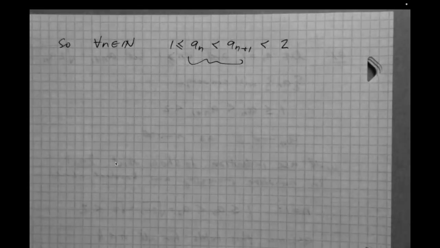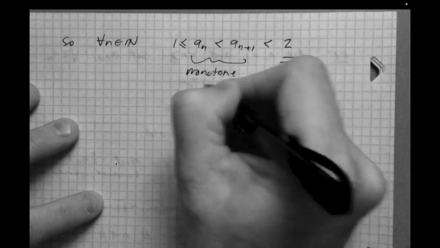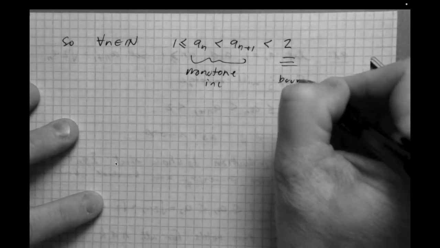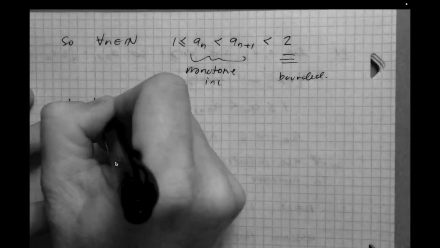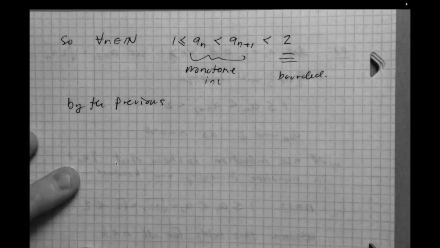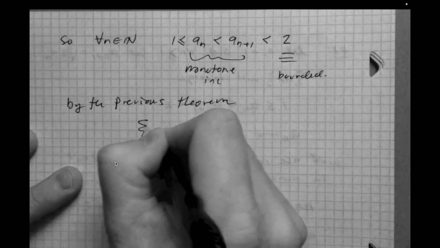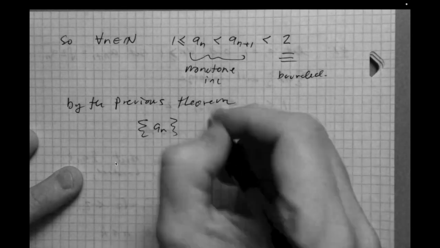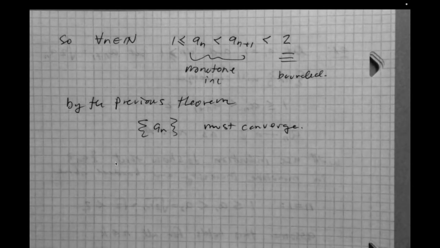So this implies that the sequence is monotone increasing and bounded. This part tells you that it's monotone increasing, and this tells you that it's bounded. And so by the previous theorem, not the nested intervals property, but the previous theorem, the sequence a sub n must converge.